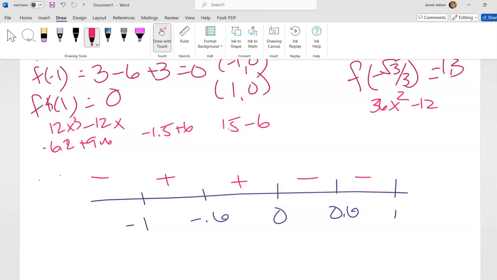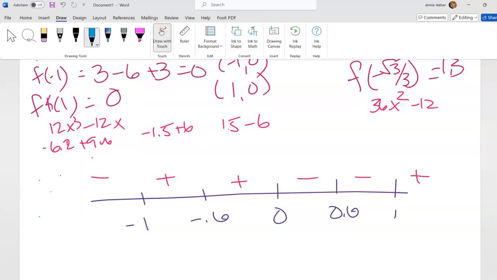I'm going to get 8 times 12, which is 96. And then I'm only going to subtract 24. So now I'm positive. So you can see I'm decreasing all the way to here, then I'm increasing, then I'm decreasing again and increasing. Now I'm going to check my concavity.